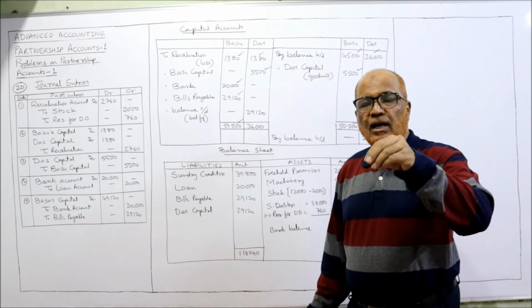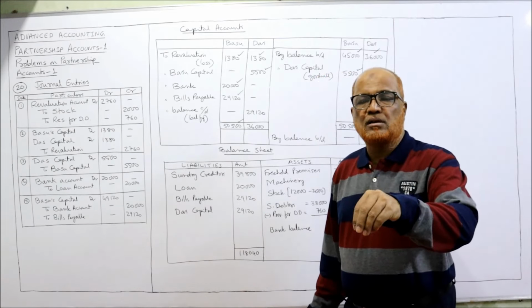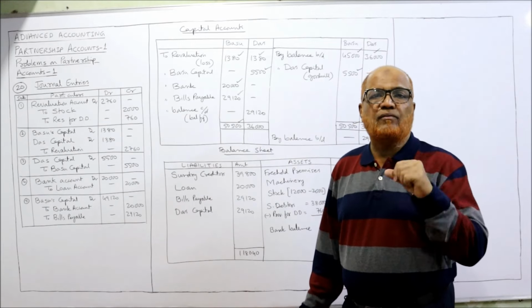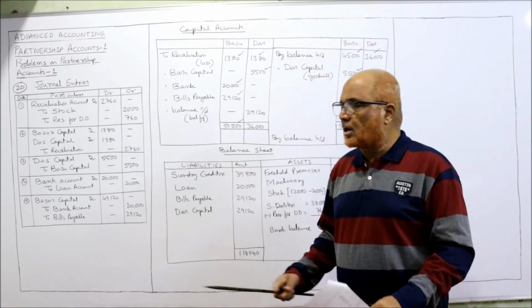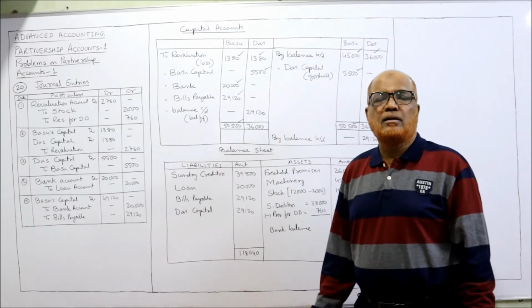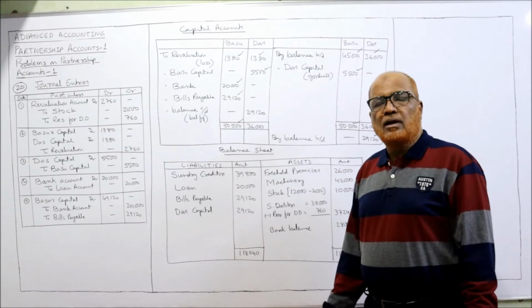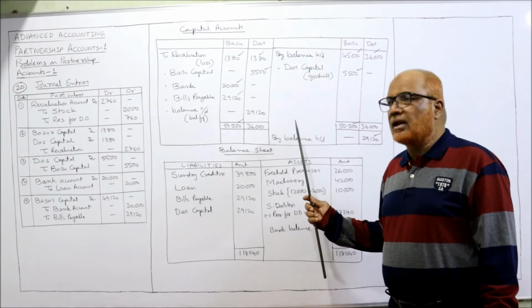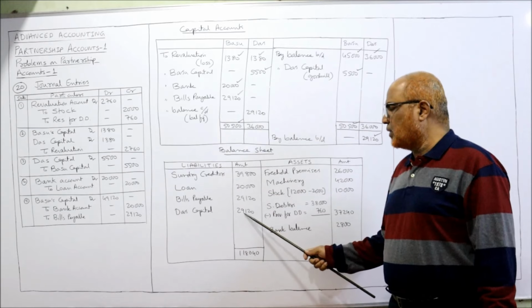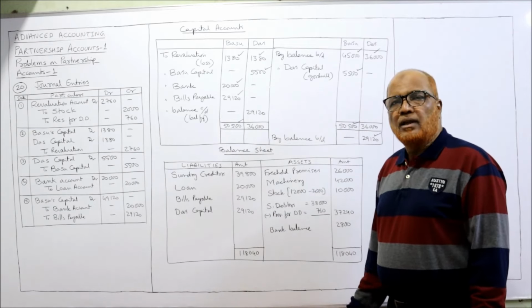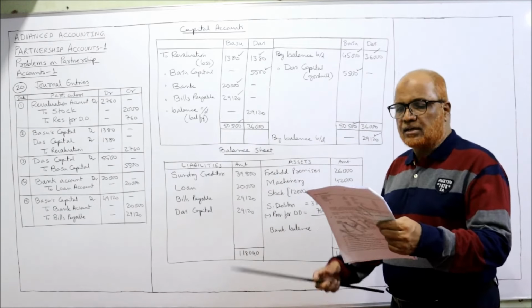And one more liability is bill accepted. Basu has drawn a bill of exchange on Das. And Das has accepted the bill for the remaining amount. How much is the remaining amount? 29,120. The bills payable is a liability, 29,120. And Das capital after making all adjustments, 29,120. That's all. Liability is completed. Now come to the asset side.